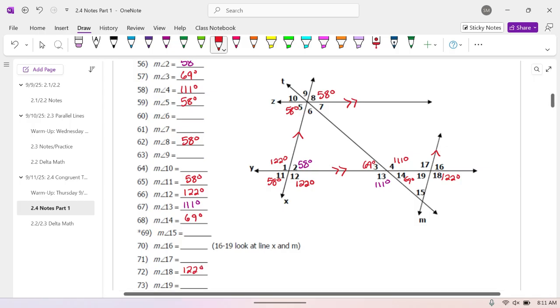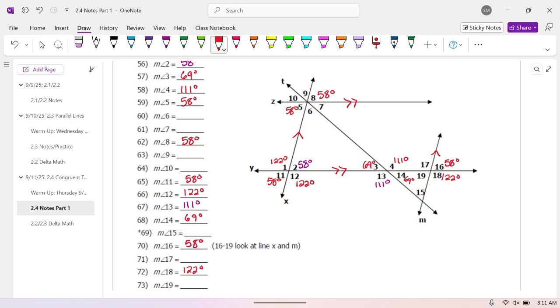It's hard to tell, but remember, X and M are also parallel, so in this case, Y is a transversal. So these two are technically corresponding. All right, so what else? 16 is 58 because it's corresponding to what angle? Angle 2. Good. You could have also said the linear pair to 18. That would have also worked.